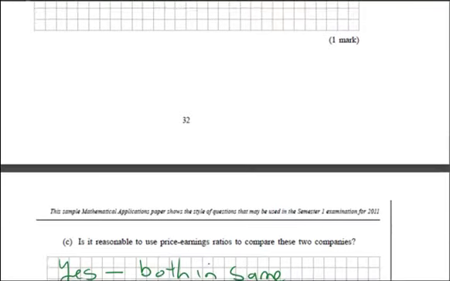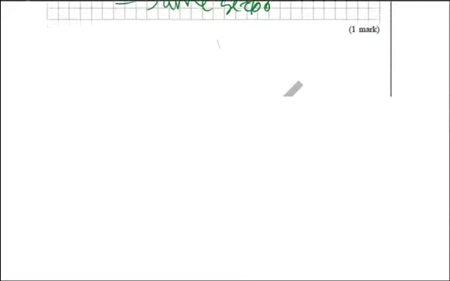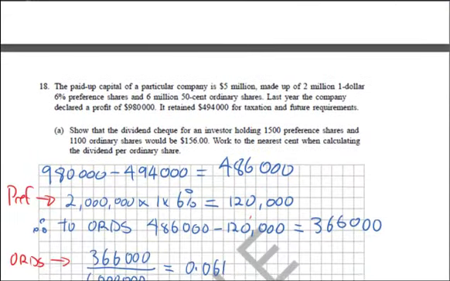It then says, isn't it reasonable to use the price earnings ratio to compare these two companies? Well, the answer is yes, because they're both in the same industry, or the same sector is another way of saying it. So it's basically saying the same area. If you're trying to compare computers and clothing, you can't do that because it's not quite the same industry area. That last question is the interpretation bit of it.